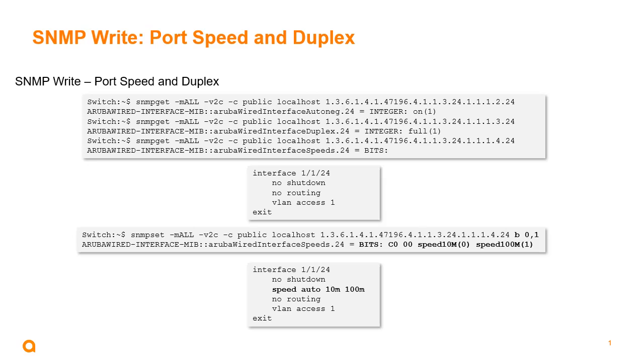So I'm going to give that both a 0 and a 1, and then we can see in my port interface configuration, if I do an SSH session into there and do a show run on the interface 1/1/24, we can see the speed is set to auto and supports both 10 meg and 100 meg speeds for that.